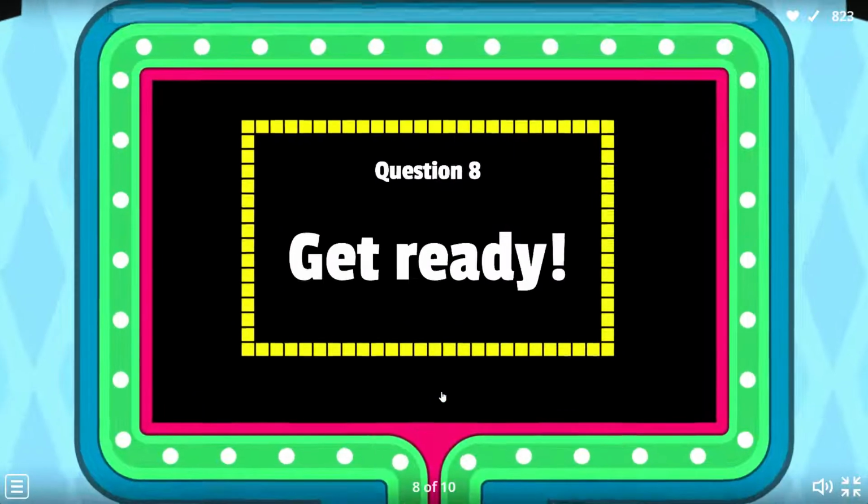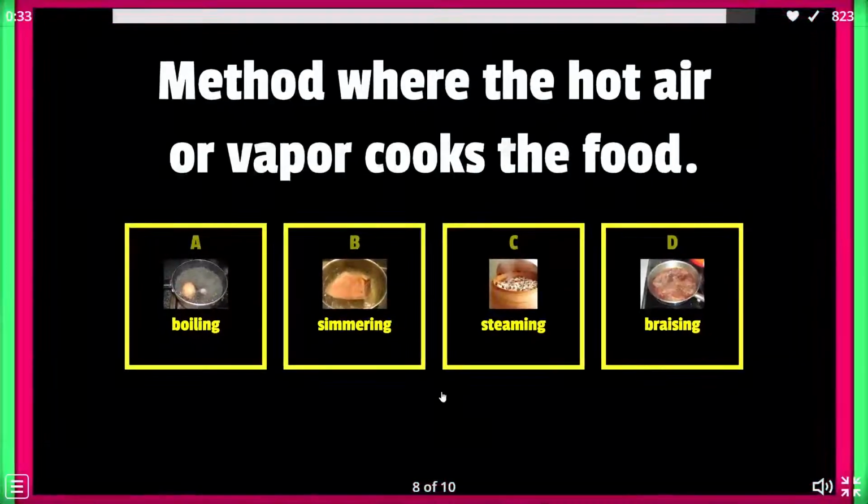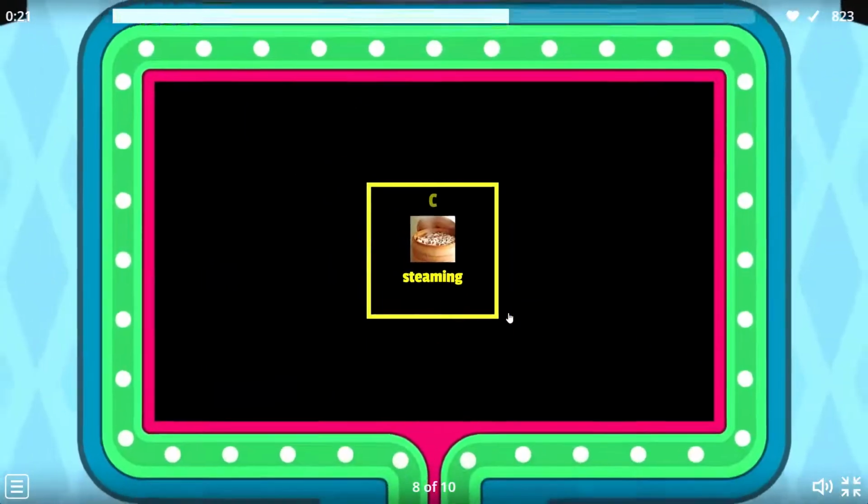Okay, next question. Method where the hot air or vapor cooks the food. Is it boiling for letter A, simmering for B, steaming for C, and braising for D? And the answer is steaming.